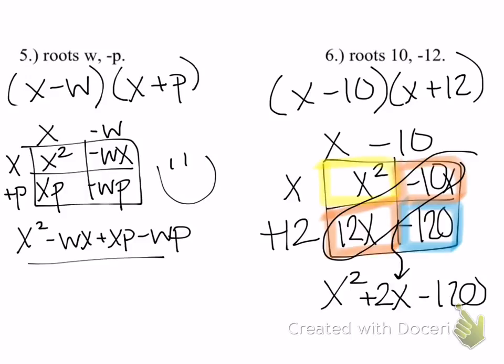x times x gives you an x squared. Negative 10 times x gives you a negative 10x. We've got x times 12, which gives you a 12x. And negative 10 times 12, which gives you a negative 120. You combine the diagonal, so the negative 10 and plus 12 to give you 2x. And here's our beautiful answer.